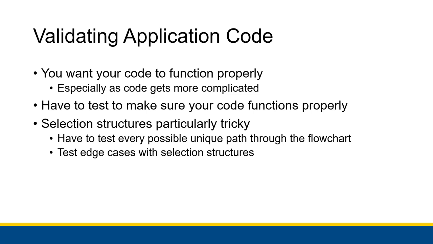Now, there's a lot of ways that some things can be tricky, like with procedure calls, or loops, loop behavior, all that kind of stuff. Right now, what I want to focus on is selection structures, because they can be particularly tricky. You have to test every possible unique path through the flowchart. And this is where flowcharts are super useful, because you can make test cases for every single possible path that takes you to the end of your program, or even of your individual procedure. And if you have flowcharts for every single procedure that you're making, then you can be sure that every procedure is going to be very well tested.